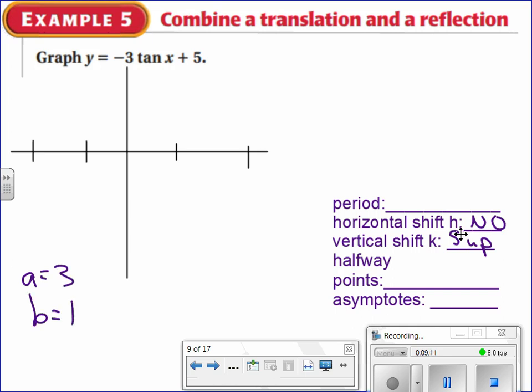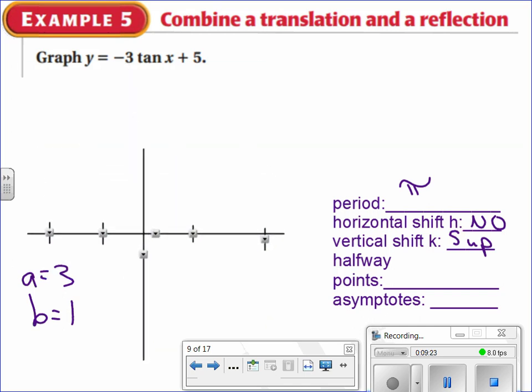Just a 1. So the period will be pi over 1, which is this pi. So keeping in mind I'm going to be shifting up 5, I want to give myself a pretty big y-axis so I have room to go upwards. Before I even start, I know I'm going to be going up 5 from where my original tan graph is. So I'm going to give myself a lot of labels up there.